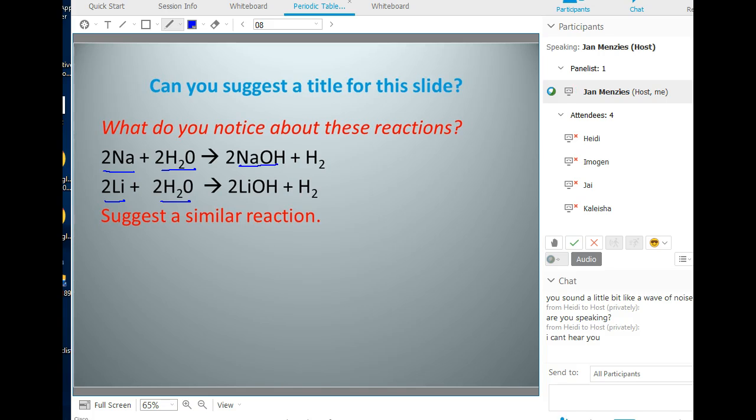They are both forming sodium hydroxide and hydrogen gas. So if I follow the pattern and I take potassium, which is a group 1 metal, well, the pattern is I needed 2 of them, and it reacted with 2 water molecules. And the reaction produced potassium hydroxide, and I had to have 2 of them, and hydrogen gas. So I've followed the pattern.